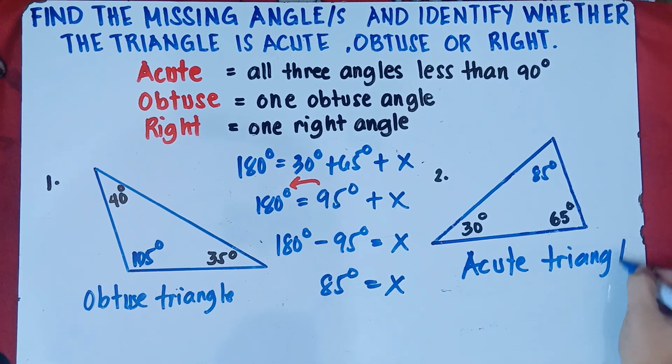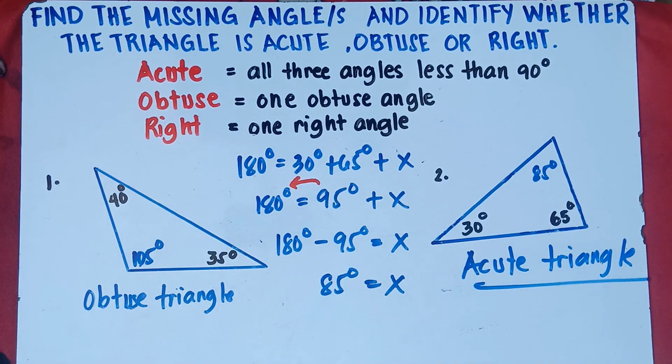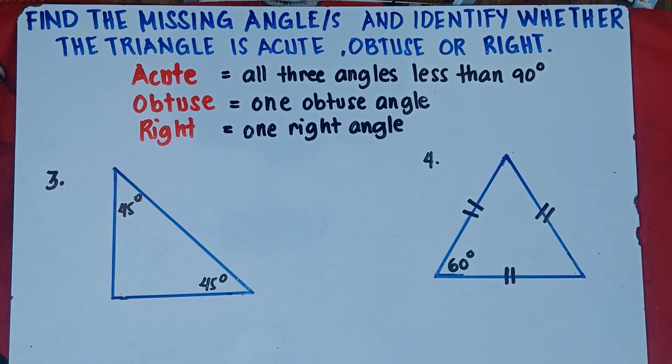For numbers 1 and 2. Alright, let's try another example. Example number 3 and 4. And we will make more examples, class. Alright, so example number 3. We're told to find this angle.